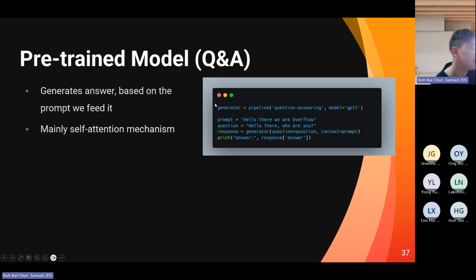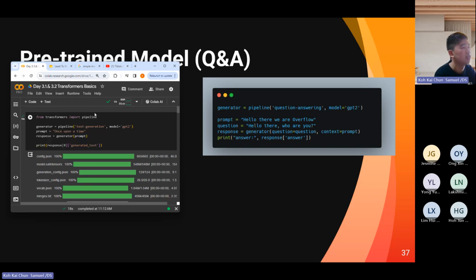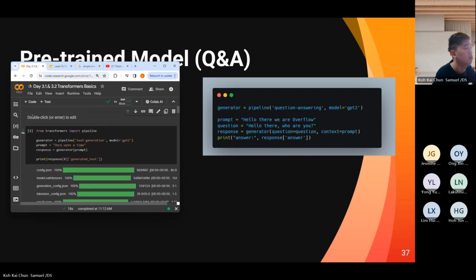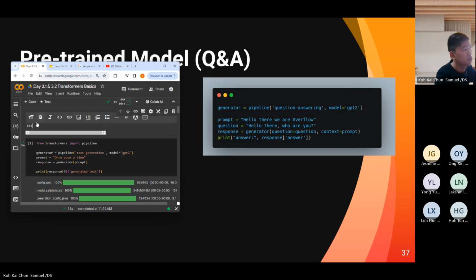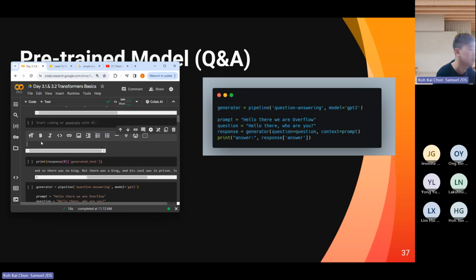Next one, Q&A. This is ChatGPT already. Based on what question we ask, it acts as a chatbot. It answers things based on it. So just generator equals to. You can follow my documentation. I'll first add in a text. So this is text generation. That covers the basic use case. Now we cover another basic use case, which is question answering.